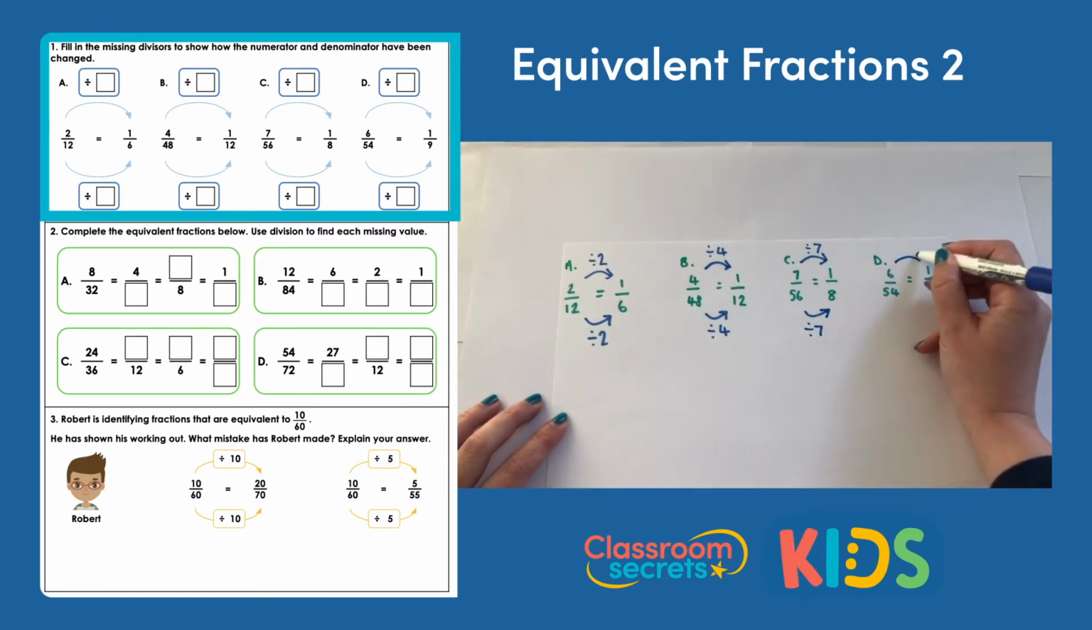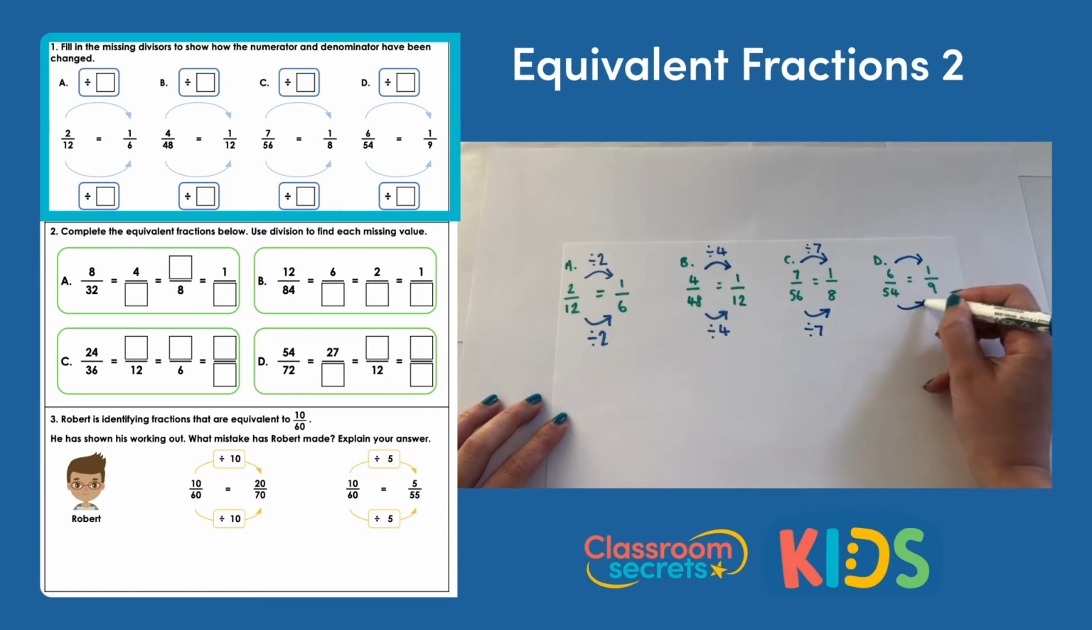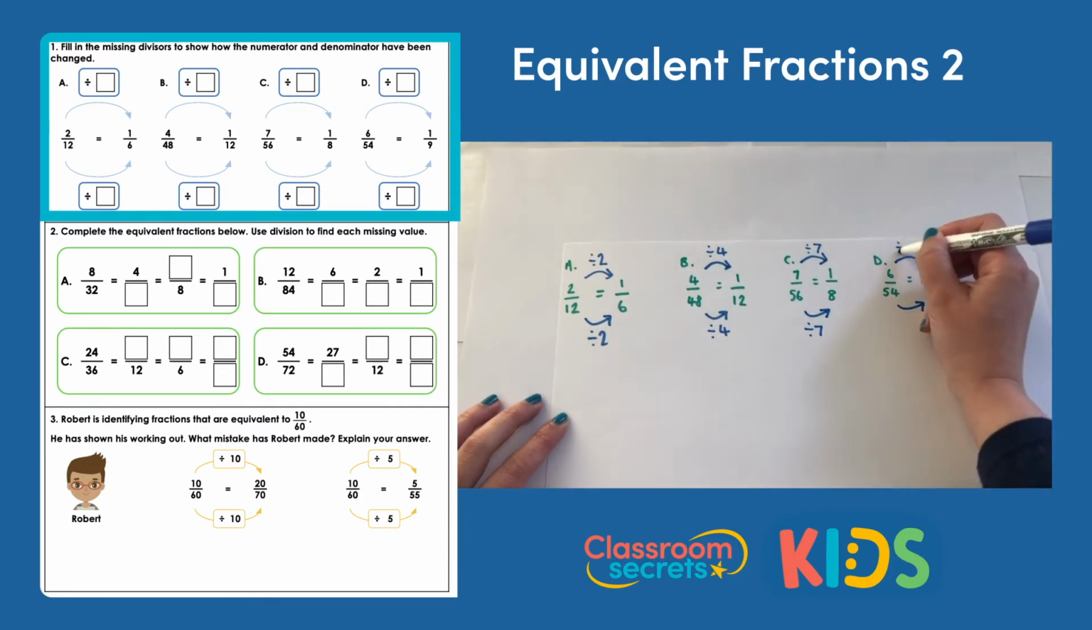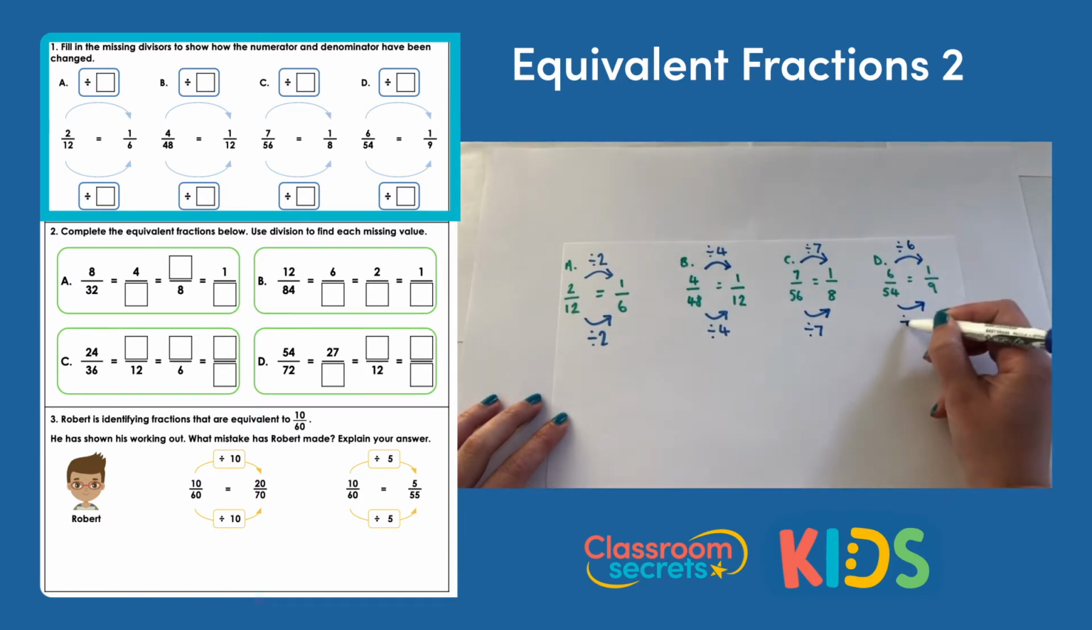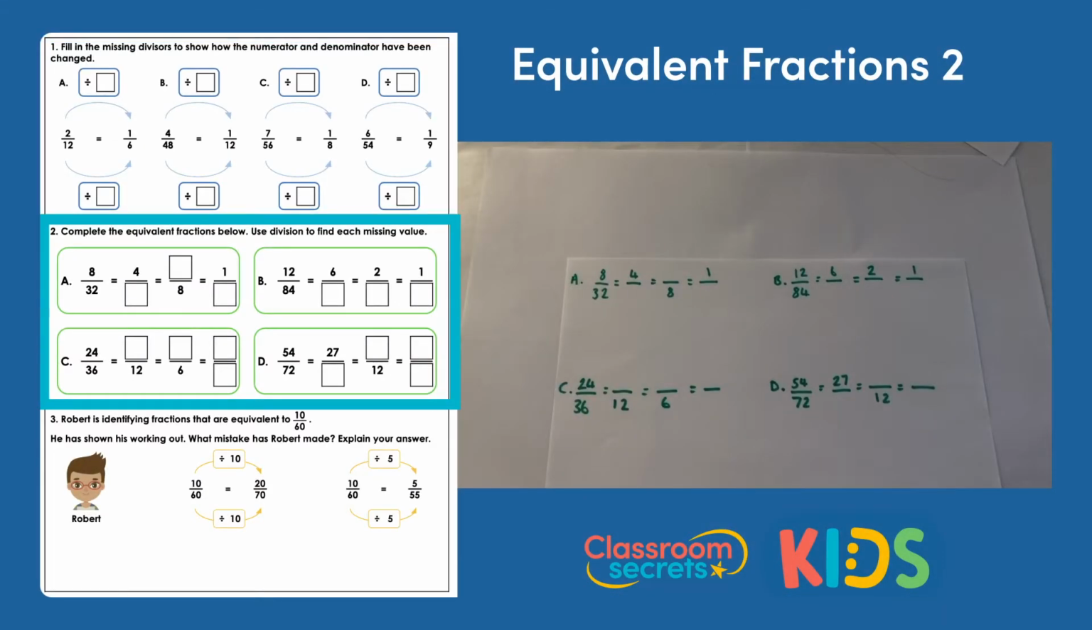And then D, we'll go from 6 to 1 and 54 to 9. So I know that I can divide by 6 here and divide by 6 here. And just to check, I know that 9 times 6 is 54, so I can use the inverse to check. Question 2. Complete the equivalent fractions below. Use division to find each missing value.